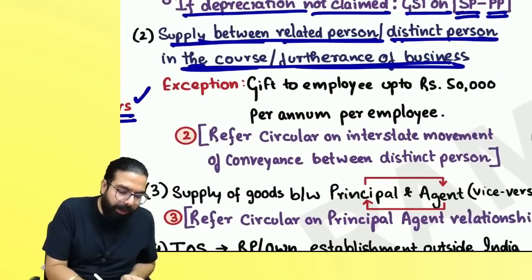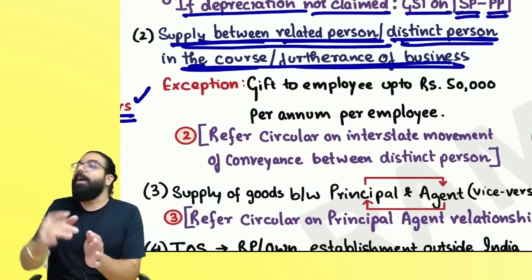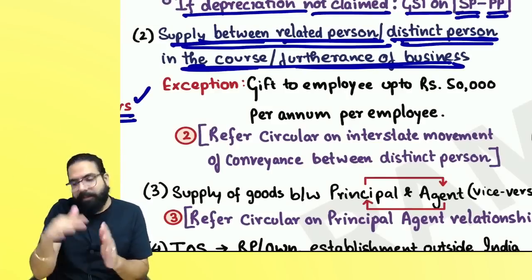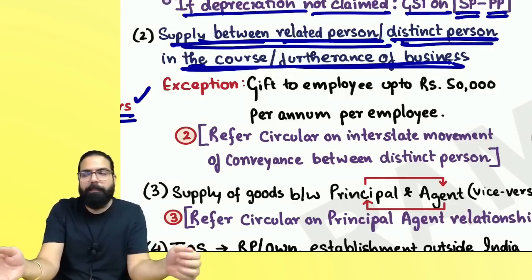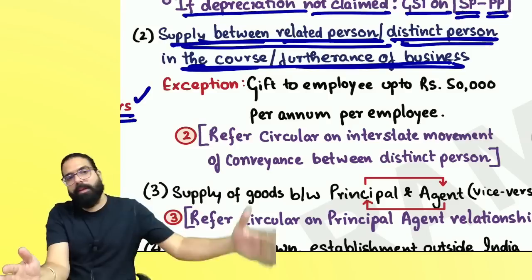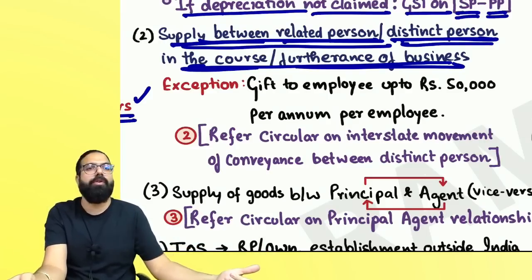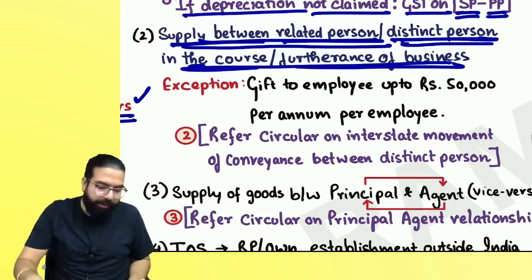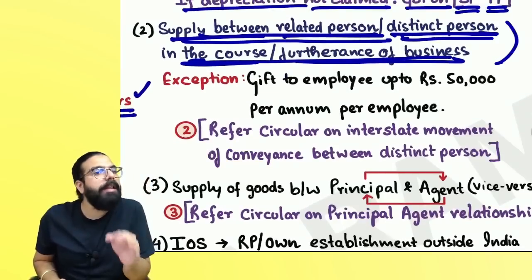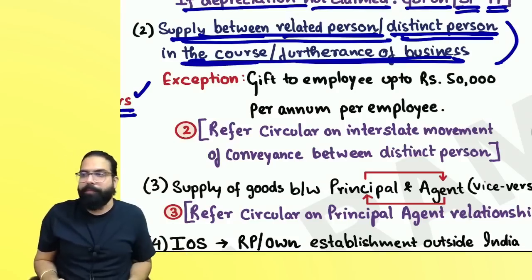Everyone remember one thing: if there is a supply between related persons or distinct persons. What do you mean by distinct person? As told in section 25(4) and (5): same state, separate registration, distinct person. Under my PAN, two registrations, distinct persons. One state registered, another state also registered, distinct person. One state registered, another state not registered also, then also distinct person. They are telling that if there is any supply between related persons or distinct persons in the course of your business, then always remember it will be a supply. Can I go ahead, everyone?